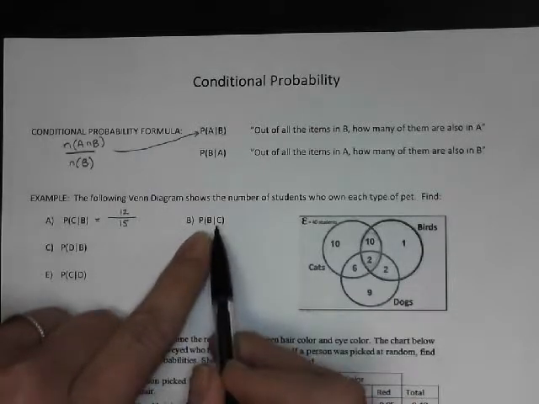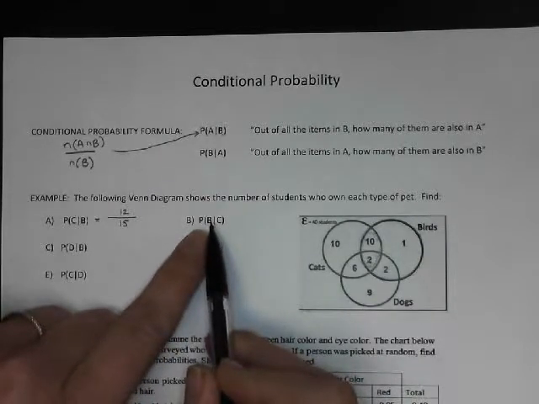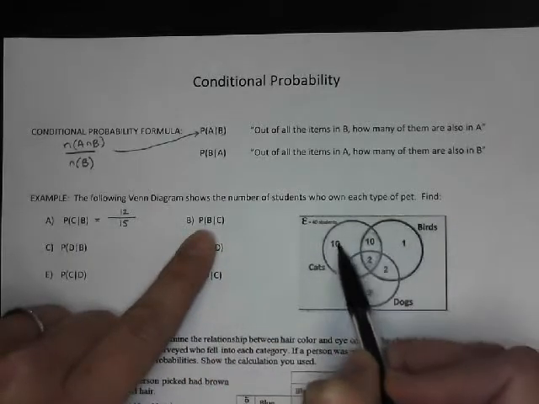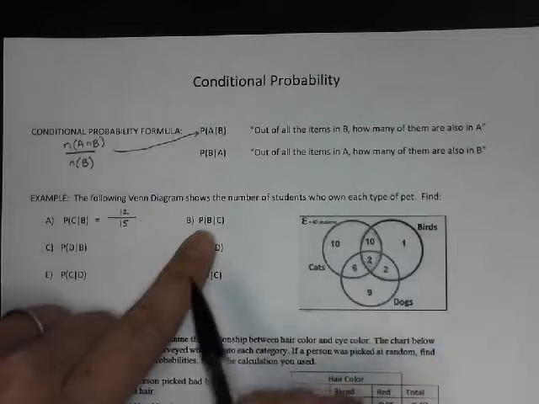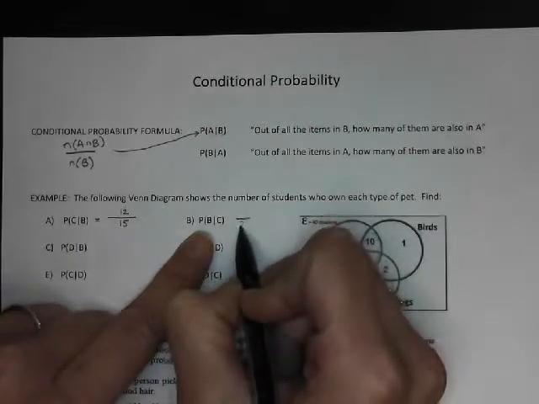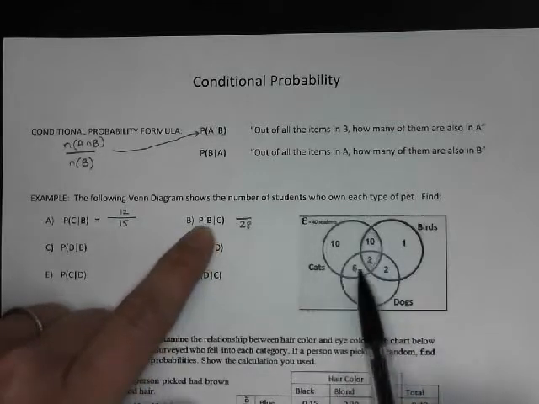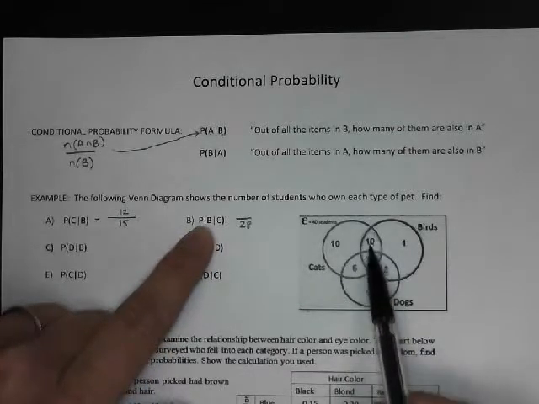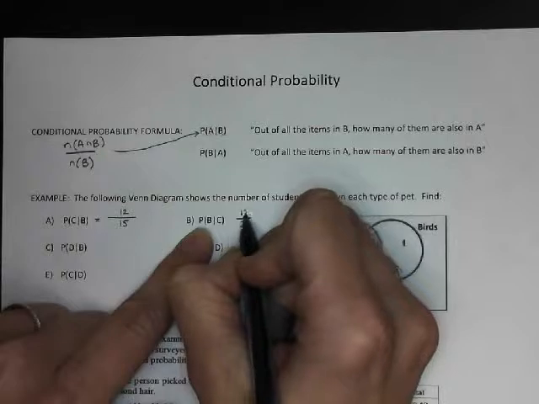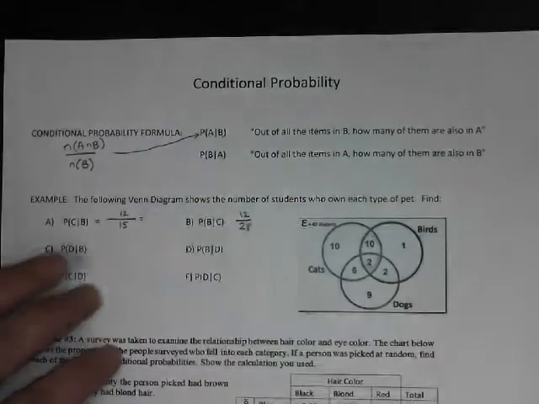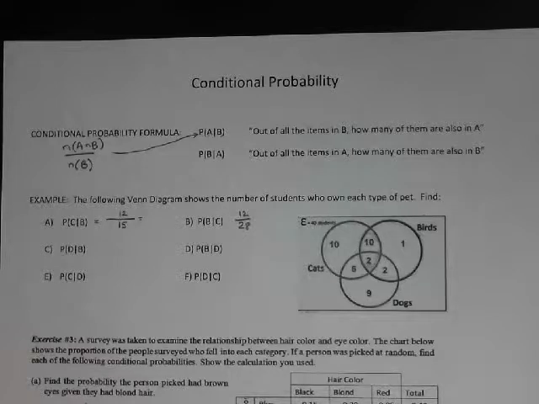Part B, the flip of that. What is your probability of owning a bird given that you own a cat? So look at your cat circle. There's 10, 20, 6 plus 2, 28. So out of those 28 cat owners, how many of those 28 also own a bird? 12. So the order definitely matters.